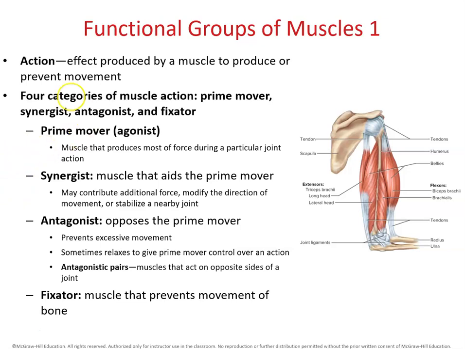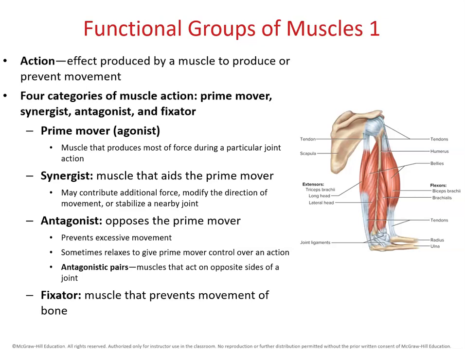Okay, then we have synergists. So synergists are muscles that assist the prime mover in going the direction the prime mover wants to go. Okay, the antagonist is something that wants to move in the opposite direction. So a lot of muscles are built as antagonist pairs. That means we have two muscles that are closely associated that move in opposite directions.